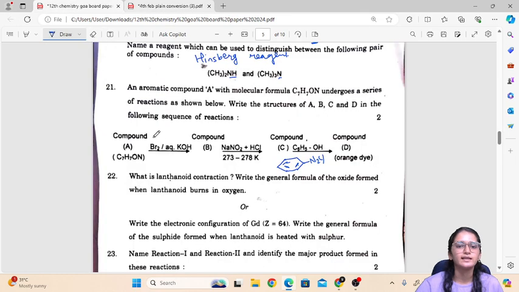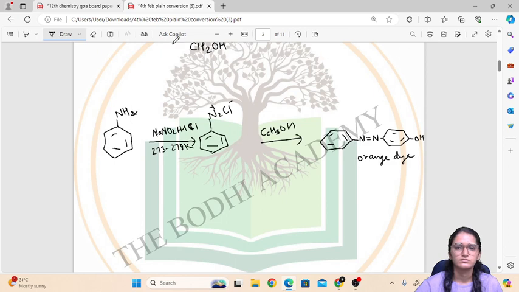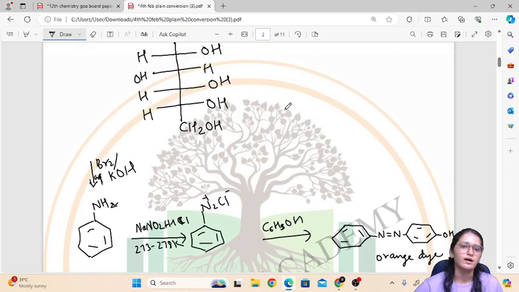Now how to get aniline from Br2 and aqueous KOH? That also you have to see. So I will write the arrow over here, Br2 and aqueous KOH. To get aniline from these particular reagents, we have to take an amide, and not a normal amide, that will be benzamide. So we have to take a benzene ring with CO and NH2.